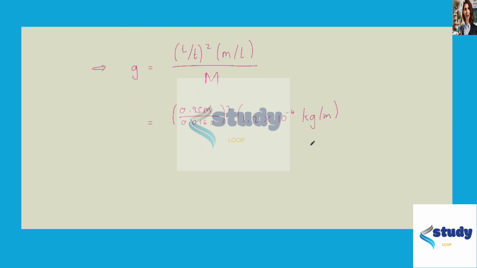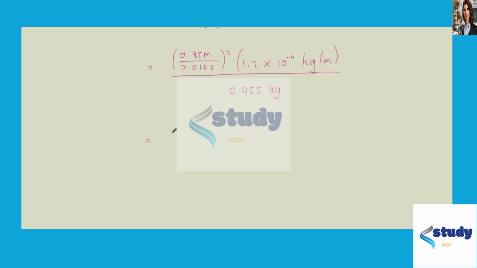So this is the distance of 0.95 meters divided by the time it takes to travel this distance, which is 0.016 seconds, and that's squared. Times the mass per unit length of the wire, which we are given as 1.2 times 10 to the minus 4 kg per meter. All of this divided by the mass of the ball, which is 0.055 kg. So calculating, we get the acceleration due to gravity on this planet to be 7.7 meters per square second.